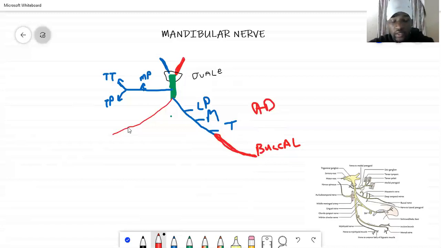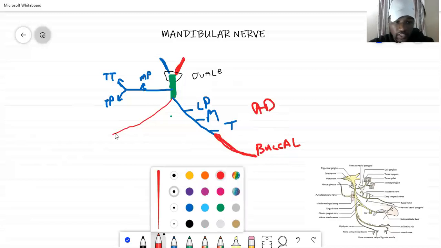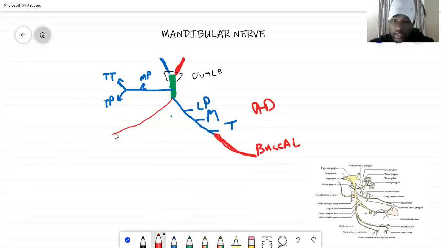Going to the posterior division, our first nerve is the lingual nerve. So you have your lingual nerve going to supply the tongue. I'll just draw something. That will be my tongue, guys. The lingual nerve supplies the anterior 2/3 of the tongue, right? It is for general sensation.